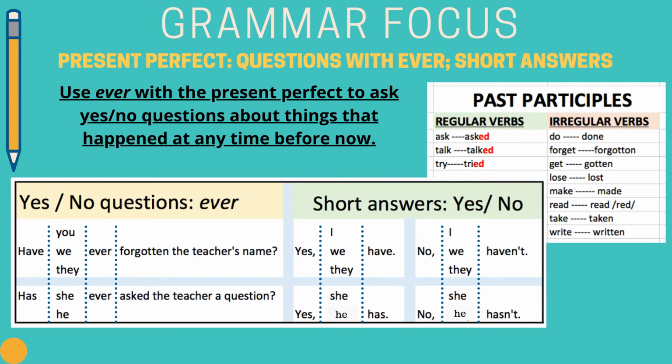Now let's look at some irregular verbs. I have a list of the common irregular verbs that we'll be doing in today's lesson. Do, done. Forget, forgotten. Get, gotten. Lose, lost. Make, made. Read, read. Do you see how it's spelled the same, but pronounced like the color red? Read, read.